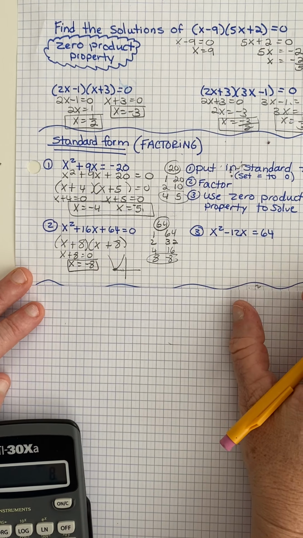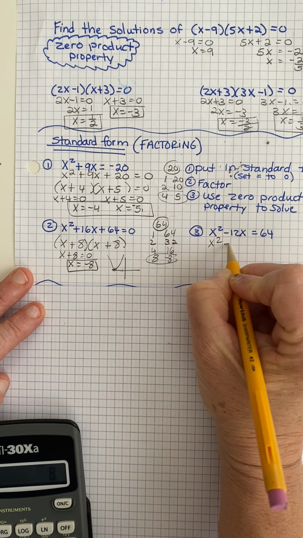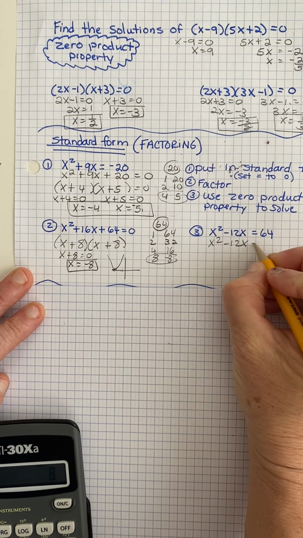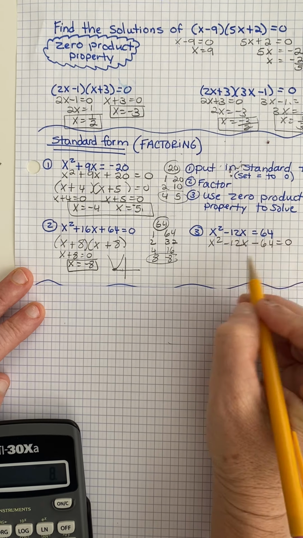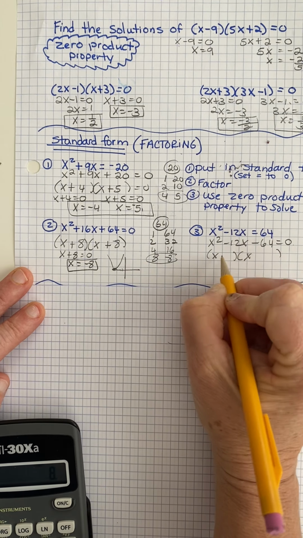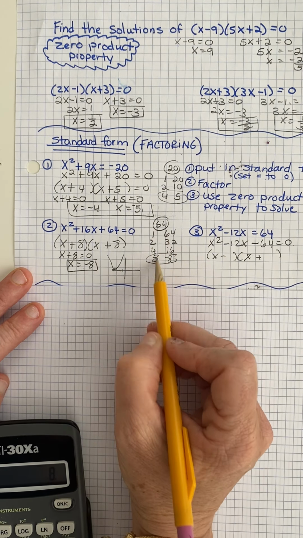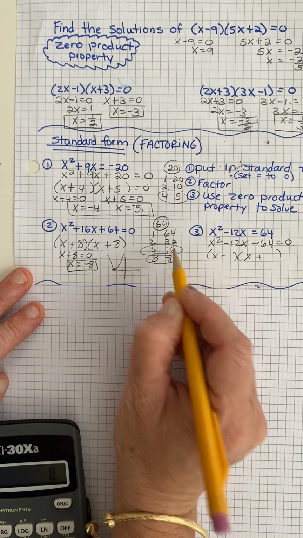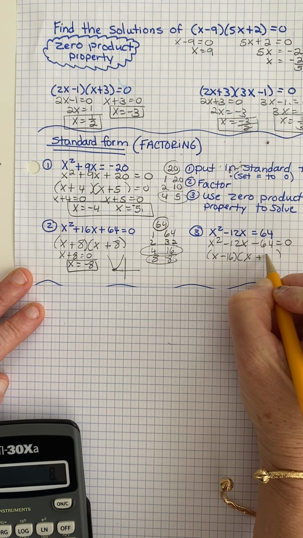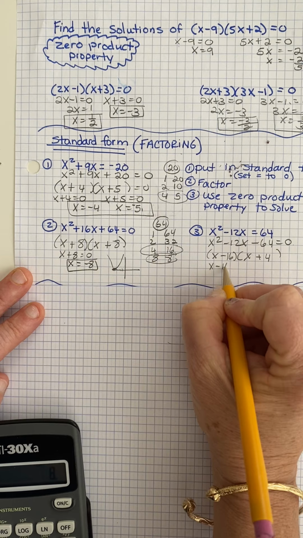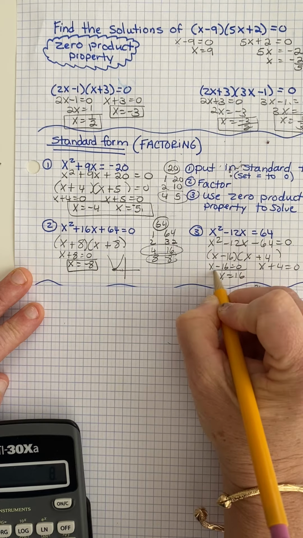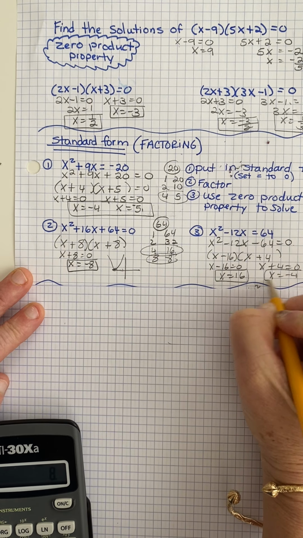All right, okay, so let's look at this one. Oh, I need to subtract 64 from both sides. Okay, now that it's set equal to 0, I can factor. Signs are different. I'm going to look here and see which combination gets me to 12. Looks like that one right here. -16. Zero product property. Okay, so two solutions.